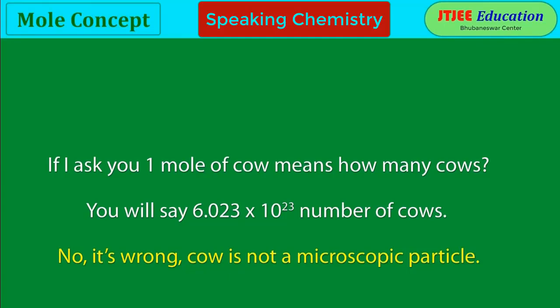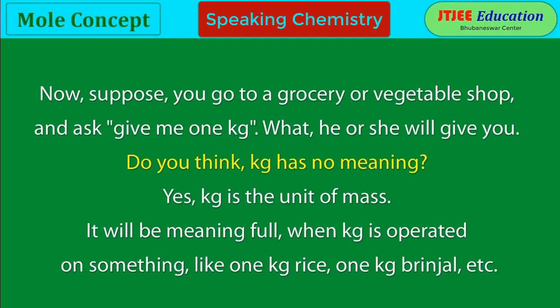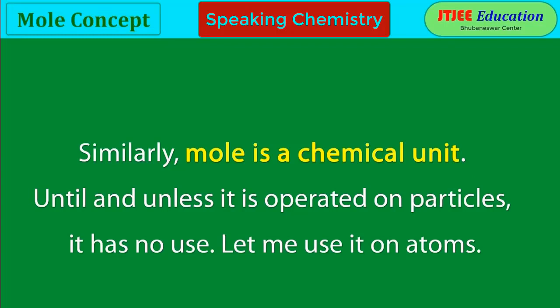If I ask you, 1 mole of cow means how many cows? You will say Avogadro's number of cows. No, it's wrong. Cow is not a microscopic particle. Now, suppose you go to a grocery or vegetable shop and ask, give me 1 kg. What will he or she give you? Do you think kg has no meaning? Yes, kg is the unit of mass. It will be meaningful when kg is operated on something, like 1 kg rice, 1 kg brinjal, etc. Similarly, mole is a chemical unit. Until and unless it is operated on particles, it has no use.